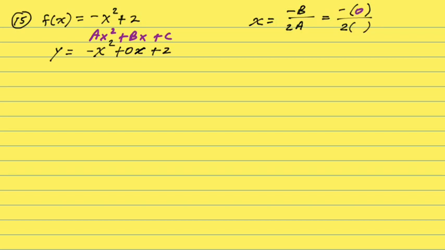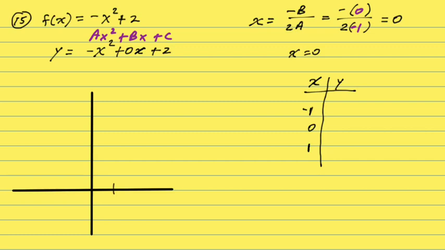So the b is a 0, the a is a negative 1. 0 over almost anything is 0. So x equals 0 is my vertex. When I make a table, an xy table, I'm going to use 0. Then I'm going to use one bigger and one smaller because I'm going to ask for 3 points on your graphs.